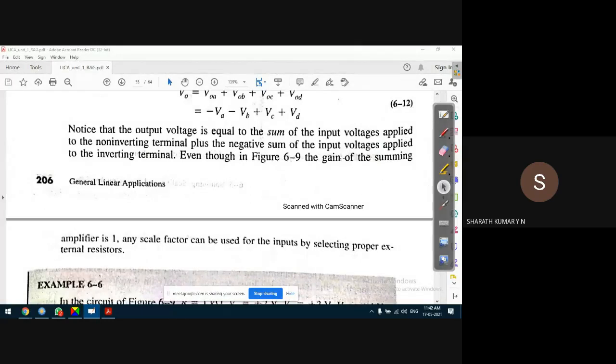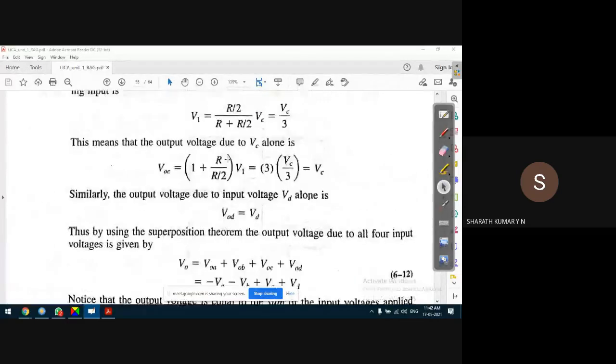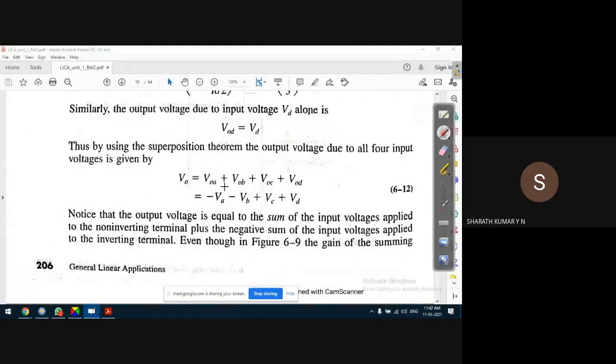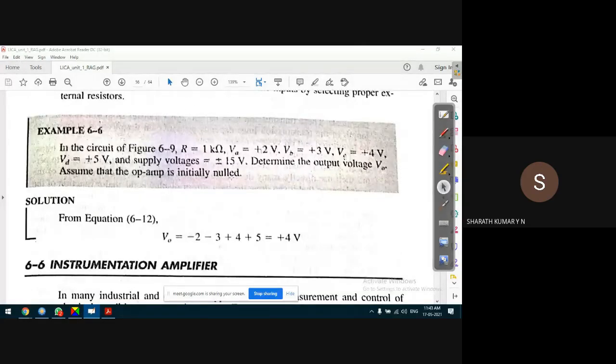So even though the summing amplifier gain is 1, any scale factor can be used. In this case we have assumed that the gain of the amplifier is 1, but depending on the requirement we can amplify the voltage by selecting the appropriate value of the gain. A scale factor can be used for the inputs by selecting proper external resistors, so we can use appropriate resistor values to achieve the required gain from the amplifier.